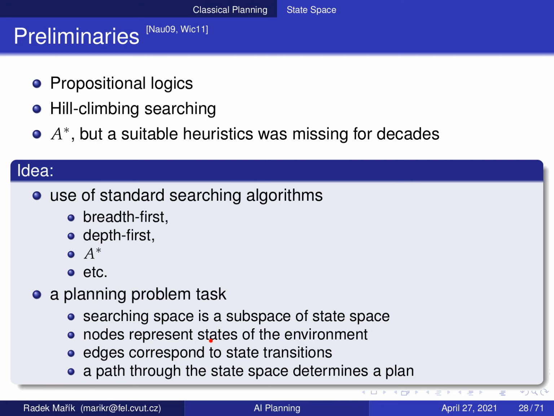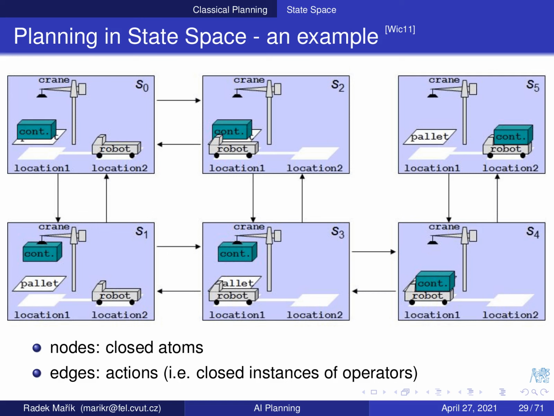And again, to stress it, nodes represent the states, edges correspond to the state transitions. And you try to find the path which transforms the initial state to the final state, the goal state. So if a planning problem is simple like this one, you have only six states and several actions, it is quite easy to find the path through this system.